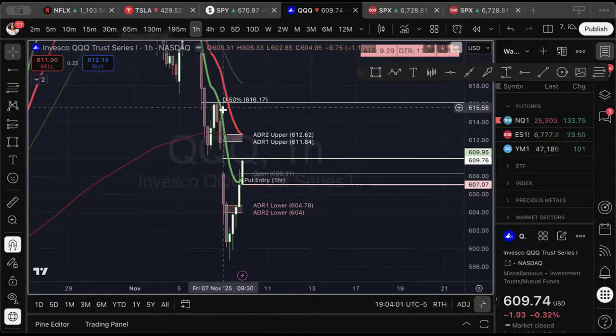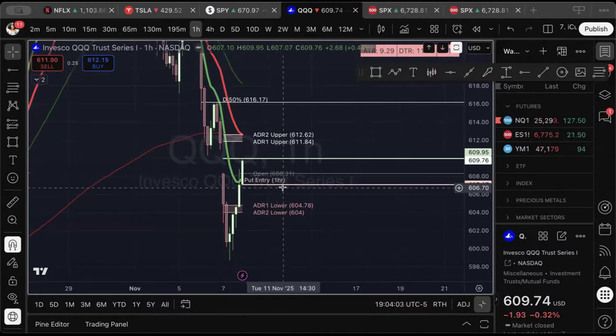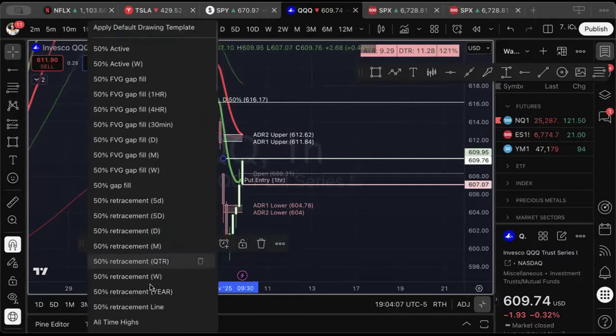Okay. But when it's time for me to get into my trade, see how it's mapped out? And you see what I followed to map it out? I forgot to label that.